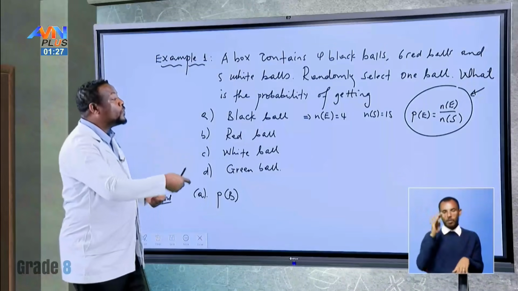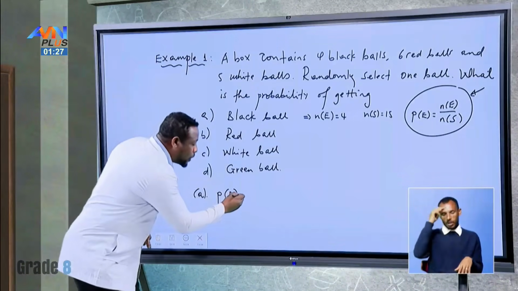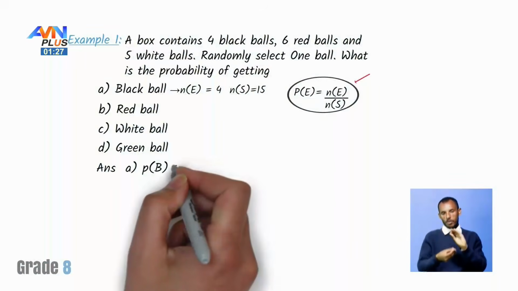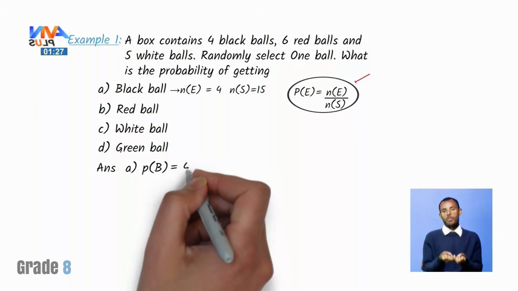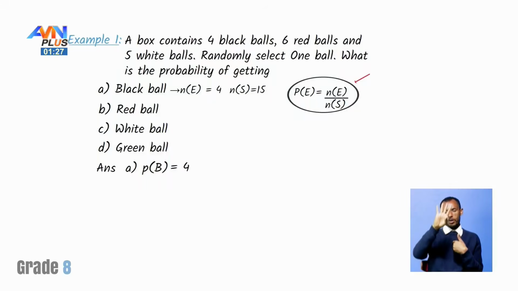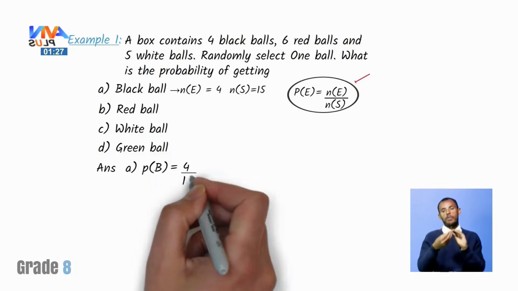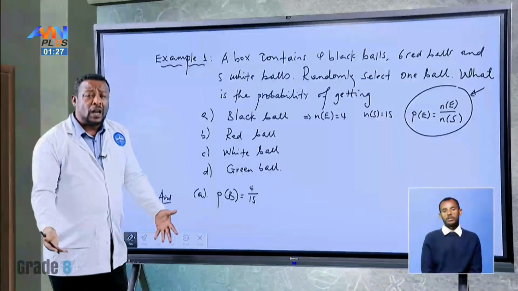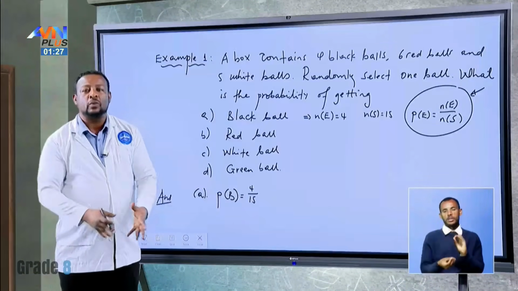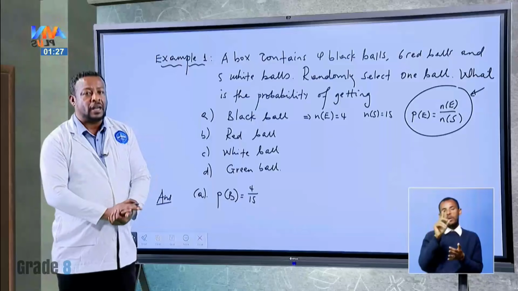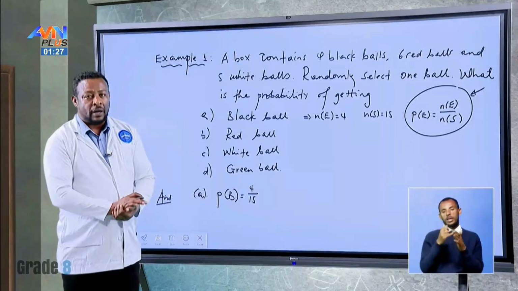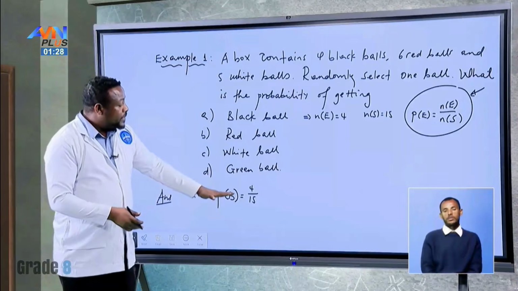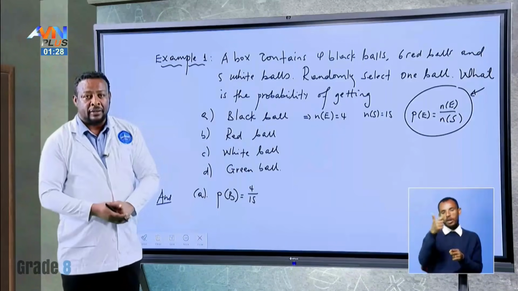So the probability of obtaining black ball is equal to the number of favorable outcomes. How many black balls do we have? 4. So it becomes 4 over the sample space, the number of balls in the box. That is the sample space. So it's 15, okay? If you calculate, this number is clearly between 0 and 1. It cannot be bigger than 1, or less than 0. So this is the answer for A part.